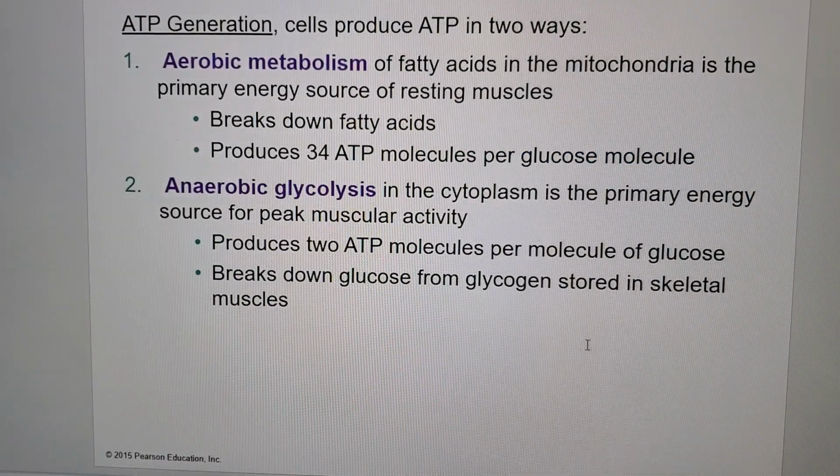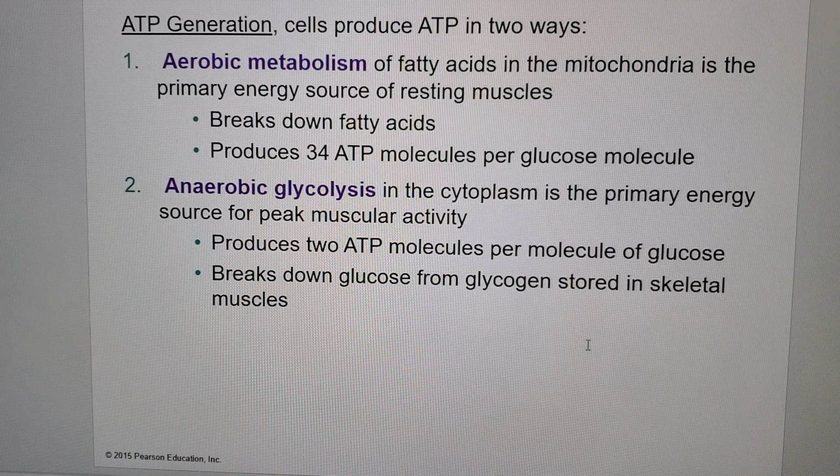So let's differentiate between aerobic and anaerobic. Aerobic metabolism: fatty acids in the mitochondria are broken down. They break down the fatty acids, and this is going to make 34 ATP molecules per glucose molecule.